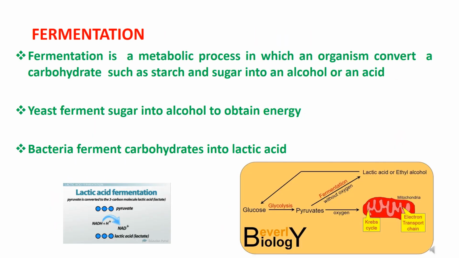So first let us understand what fermentation is. Fermentation is a metabolic process in which an organism converts a carbohydrate such as starch and sugar into an alcohol or an acid. Actually it is a process for the multiplication of the organism. It needs energy, and that energy is produced in this process of metabolism, and it produces either alcohol or acid. Commonly yeast plays an important role in fermentation of sugar into alcohol to obtain its energy, and that is the common process for making alcohol in breweries.